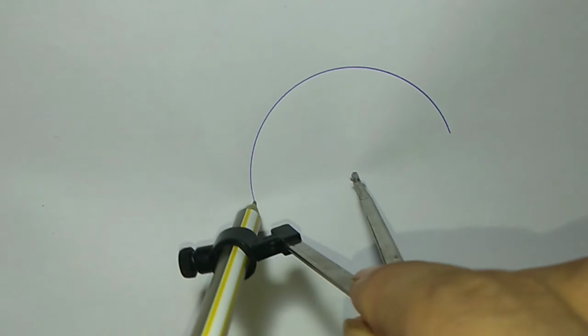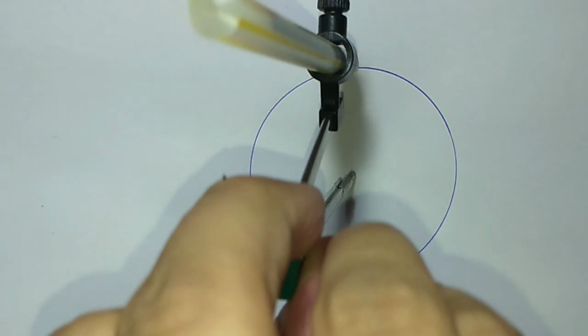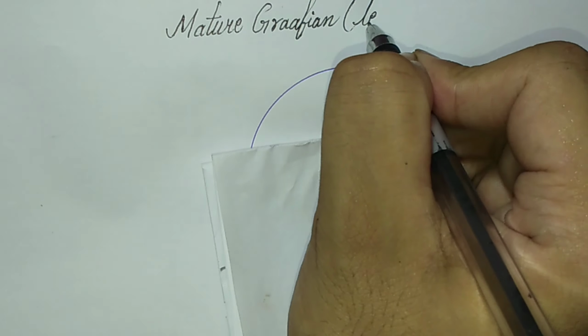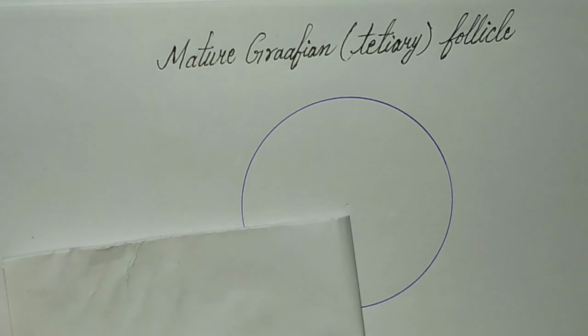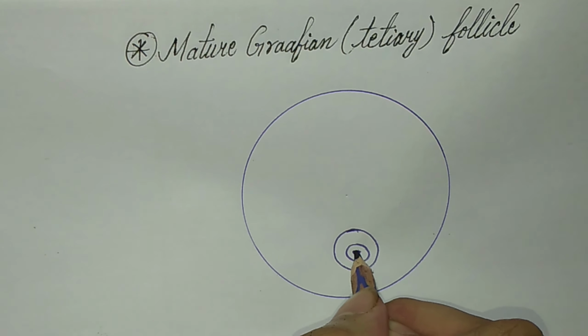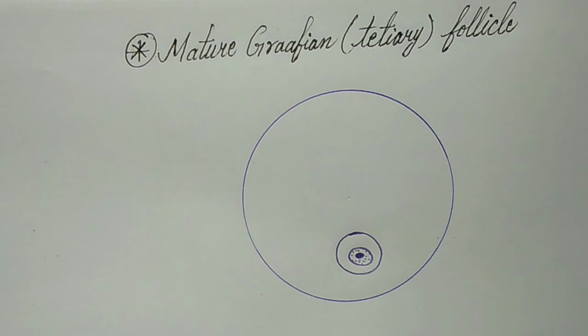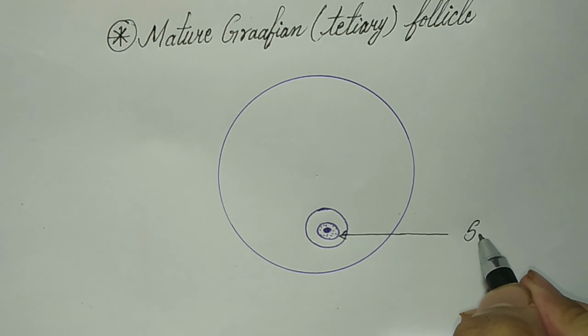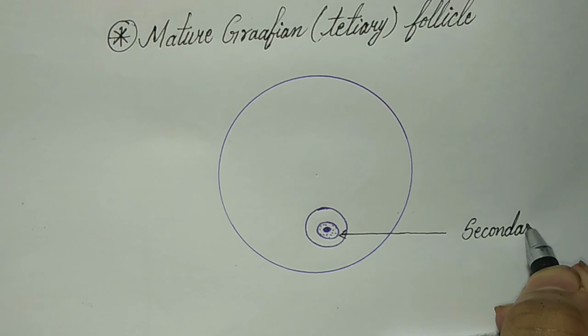With the further development, the follicle enlarges in size as fluid accumulates in the antrum, dividing the follicular cells into two sets. Here the mature Graafian follicle is called the tertiary follicle.